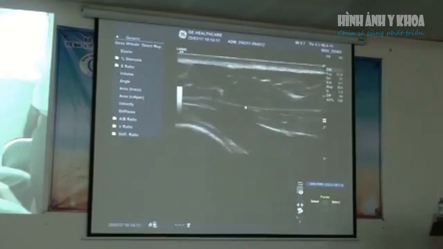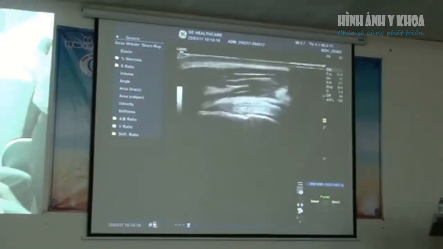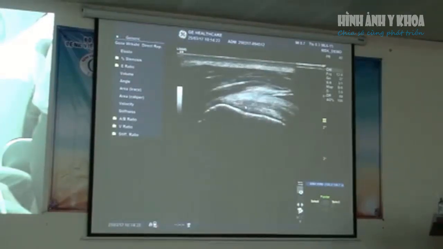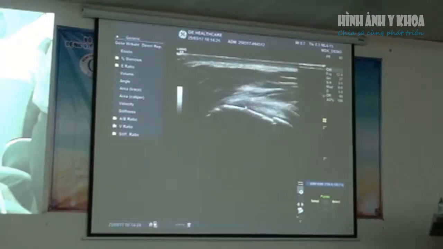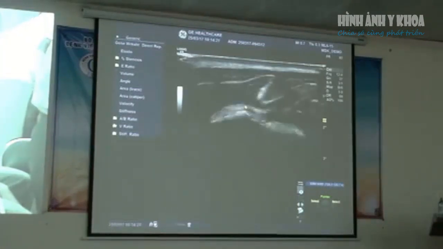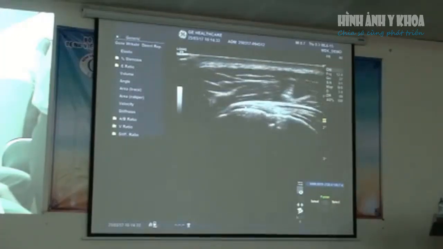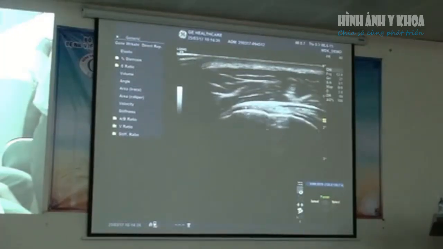So from here we just rotate around. Bây giờ mình sẽ xoay đầu giò ra phía trước. So teres minor is just the next tendon more inferiorly, so we just slide down about a centimetre. Thì cái cơ tròn bé, cái cơ tiếp theo của cơ dưới gai, mình di chuyển đầu giò xuống thấp về phía đất một chút.